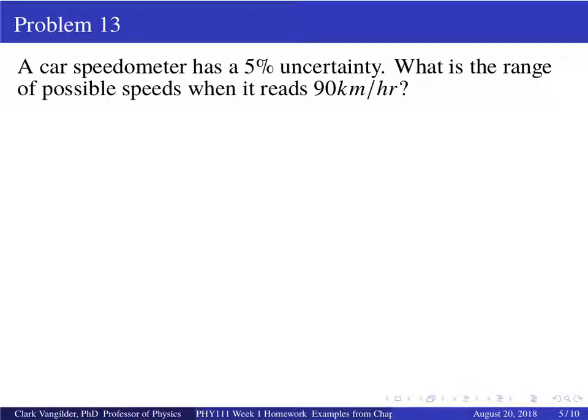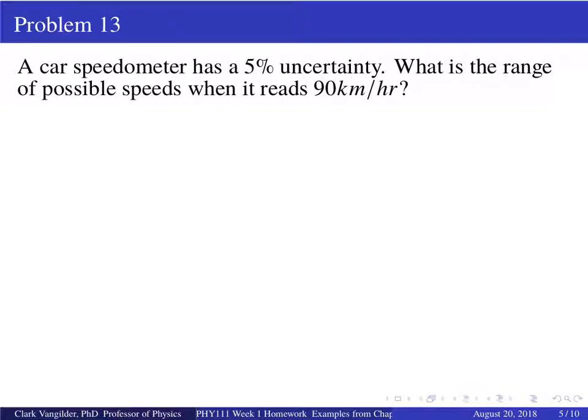A speedometer has a 5% uncertainty. What is the range of possible speeds when it reads 90 kilometers per hour? I know we're in America, and we use miles per hour in America, all right? But this is a science course, and we're going to do metric most of the time, says Professor Mater.